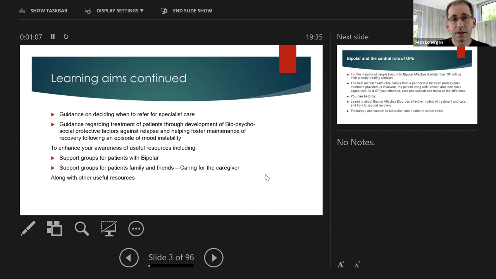We'll also be looking at guidance on deciding when to refer for specialist care for adults, for adolescents over 14 years old, and for children and adolescents below 14 years old, and guidance regarding treatment for patients through development of biopsychosocial protective factors against relapse and helping foster maintenance of recovery following an episode of mood instability. The overall aim is to enhance your awareness of useful resources, including support groups for patients with bipolar and support groups for patients' families and friends who are living with bipolar. So we're thinking about caring for the caregiver, along with some, hopefully, other useful resources that you might have.